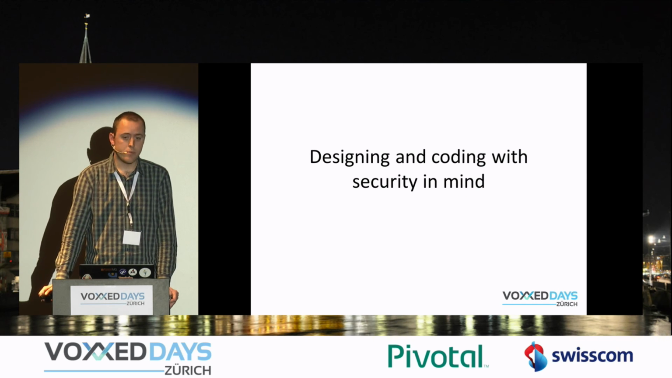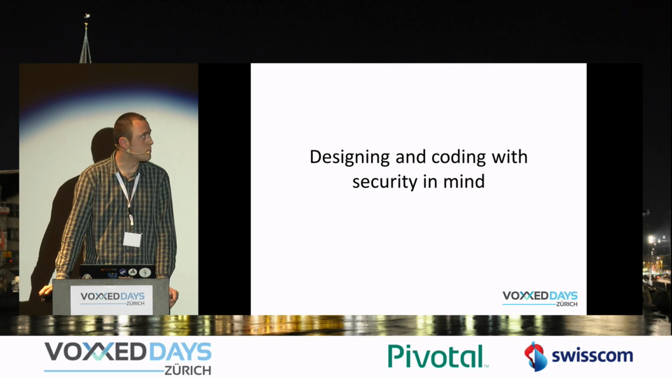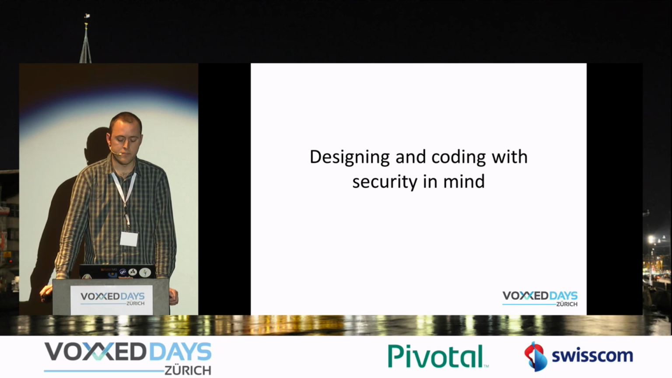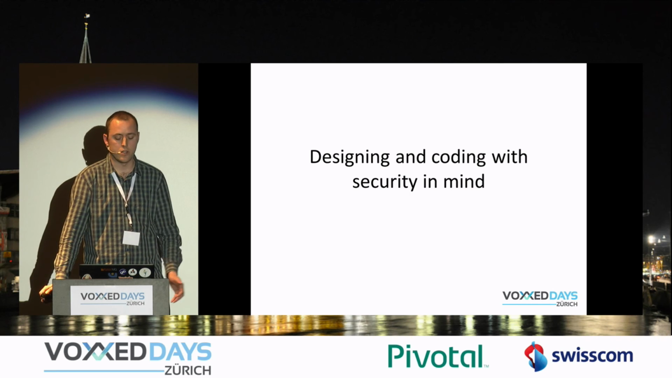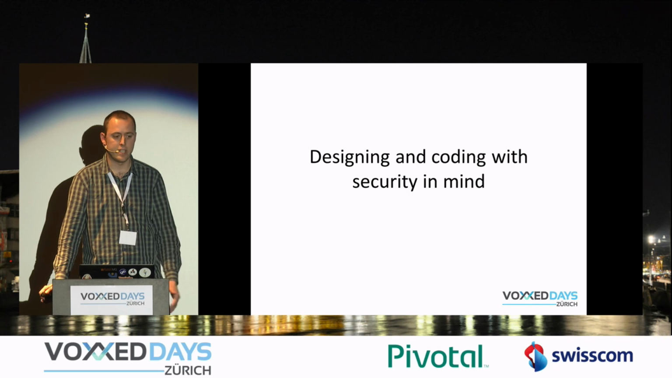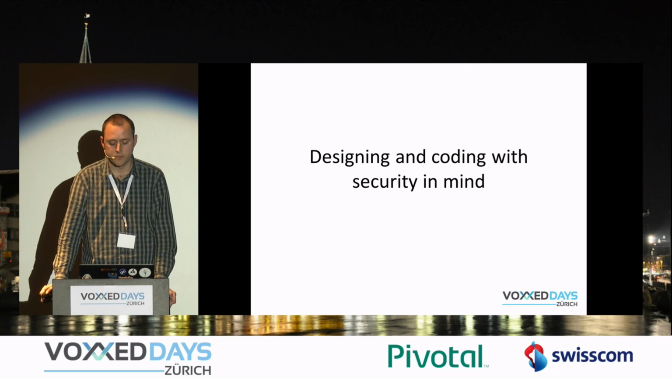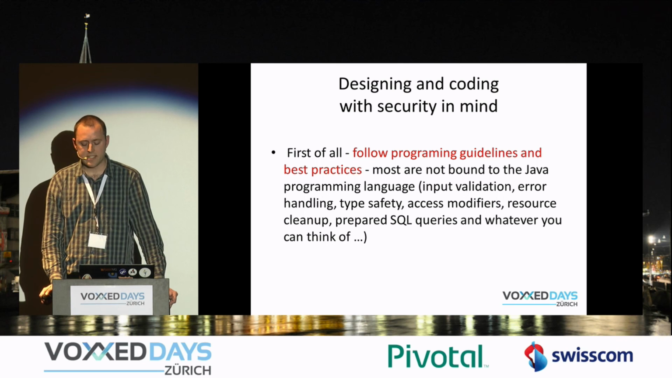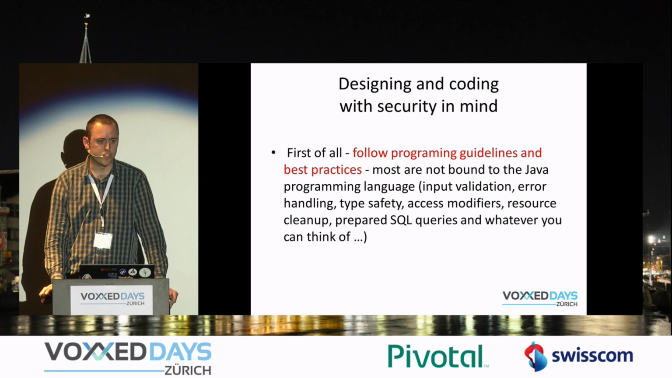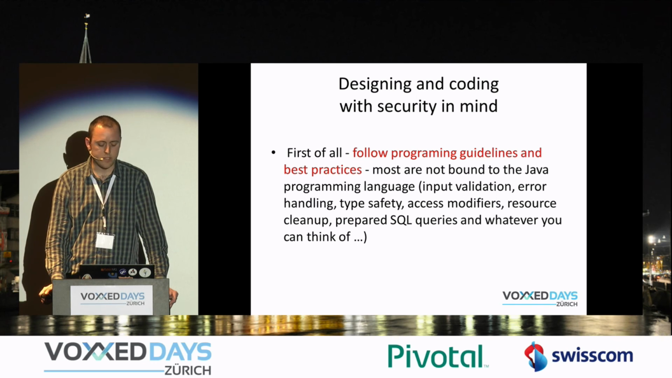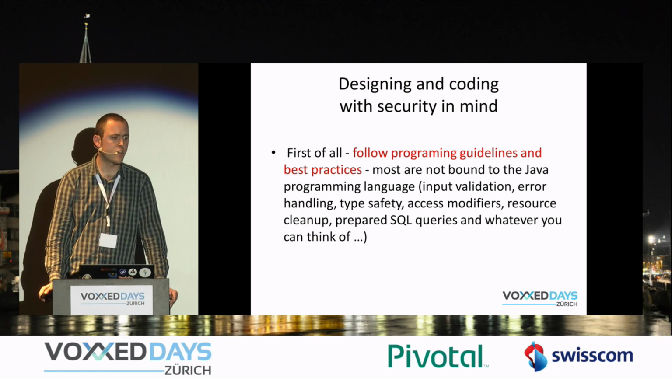Okay, and in the last part of the talk, I want to discuss briefly a few good practices that you need to follow, based on what we talked about, based on the Java Security Sandbox model and the APIs that we have in the JDK platform. First of all, most of the guidelines typically do not apply for the Java language only. You have, for example, type safety, input validation, error handling, and SQL injection prevention techniques. These are all things that are not specific to the Java platform.